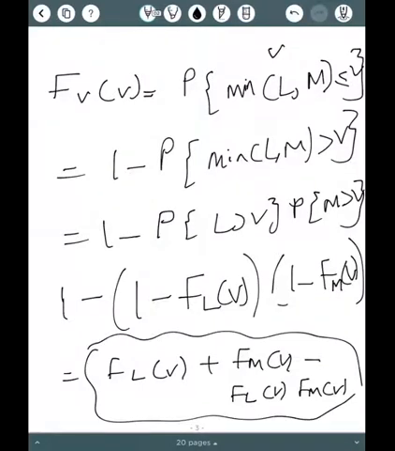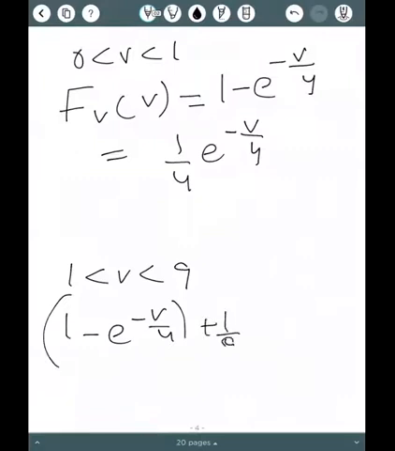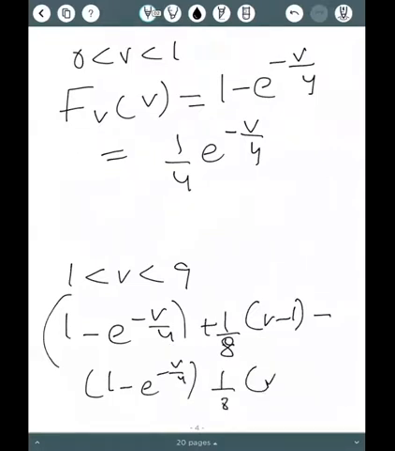ठीक है, so इसका basically इसको हम लोग sort of उसमें लिख रहे हैं, ठीक है? Let's just write it in words. So it will become 1 minus e to the minus v over 4, that's your L part, L का PDF, plus 1 over 8 v minus 1. ठीक है, ये आपका m का पार्ट है, minus 1 minus e to the minus v over 4 और 1 over 8 v minus 1. 1 over 8 v minus 1 इसलिए आ गया because you know कि ये एक यूनिफॉर्म डिस्ट्रीब्यूटेड वेरिएबल है.